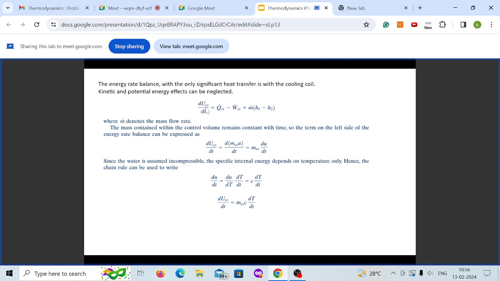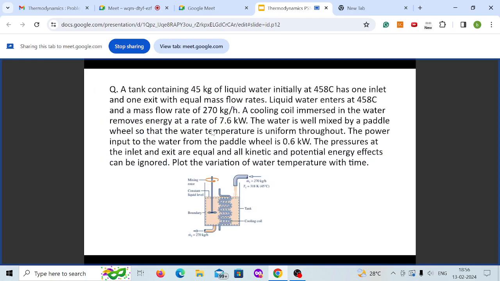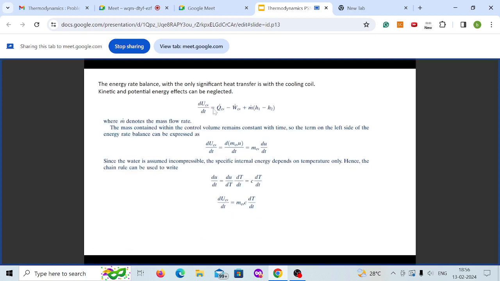So for steady state, in the previous problem which we saw, this was a steady state for the compressor, so this dU_CV by dt was becoming 0. In this case, the temperature of the water in the tank is varying, so the internal energy will not be the same. It will be varying with respect to time, so we will take dU_CV by dt also into account.